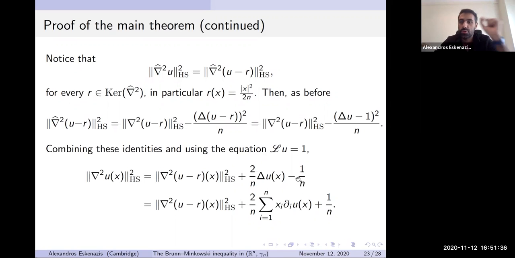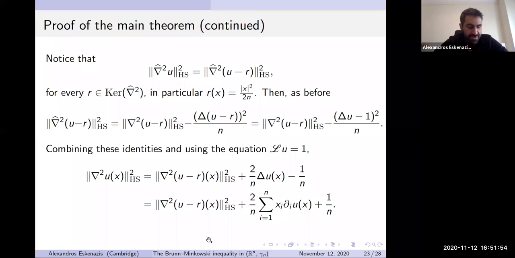And now is the time to remember that u solves the equation. So L of u is equal to 1, which means that delta u is 1 plus x dot nabla u. So you substitute delta of u and you get this quantity here, and so everything is an identity.